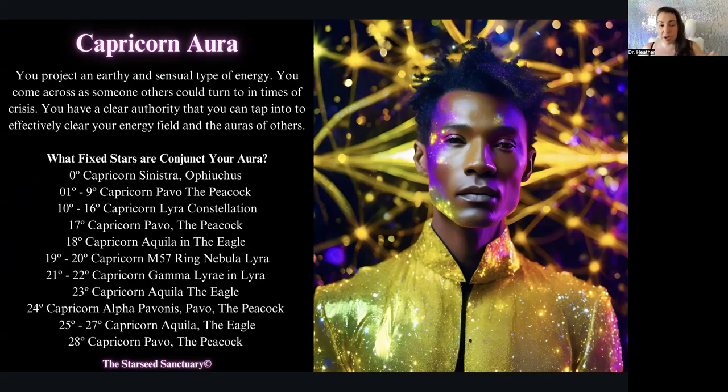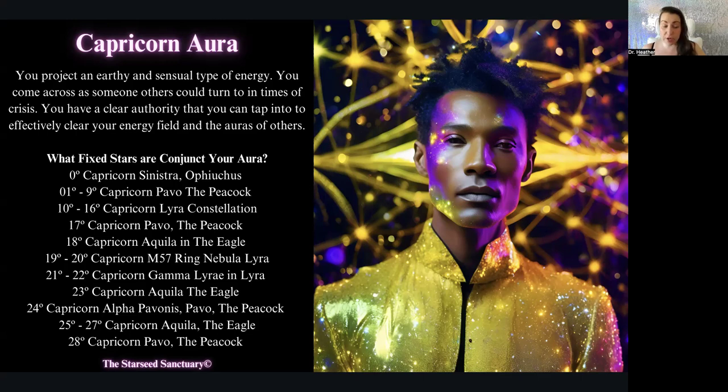1 to 9 degrees of Capricorn will be Pavo, the peacock aura, which means you're going to have a bunch of different frequencies as well as colors in that auric field. 10 to 16 degrees of Capricorn will be conjunct the Lyra constellation, as well as fixed star Vega. 17 degrees, we go back to Pavo the peacock. 18 degrees, Aquila the eagle.